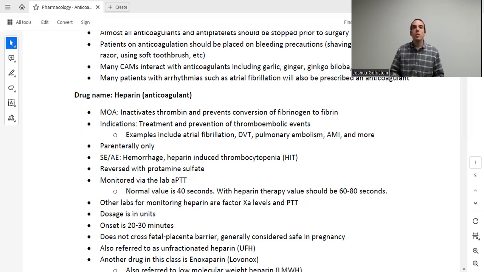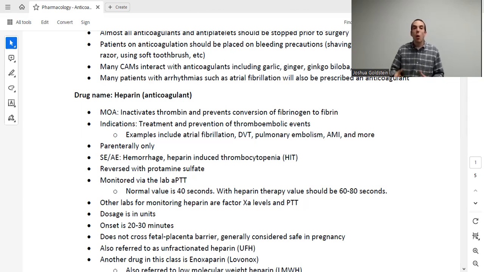What do we use this for? We use it for the treatment and prevention of thromboembolic events, aka clots, such as DVTs, PEs, etc. Now it says treatment and prevention. Keep in mind, treatment refers to the active phase of a patient having a DVT or a PE, versus prevention is where, let's say a patient has AFib or something like that, or a patient's having a heart attack and we want to prevent further clots.